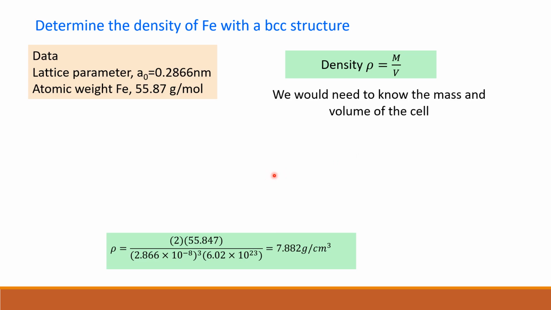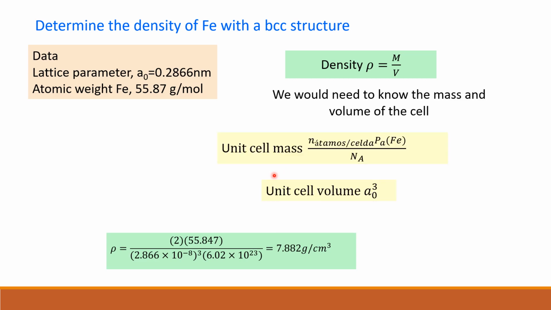For density, of course, we will need to know the mass and volume of the cell. For the unit cell mass, we have the number of atoms in the cell multiplied by the atomic weight of each atom, and of course divided by Avogadro's number. The volume of the unit cell, as told, is a to the cubic power. Make all the values, and this is the value we obtain for the density, 7.8, 7.9 grams per cubic centimeter.